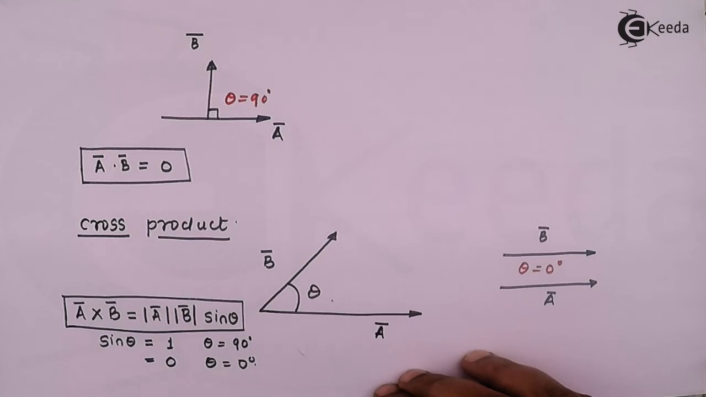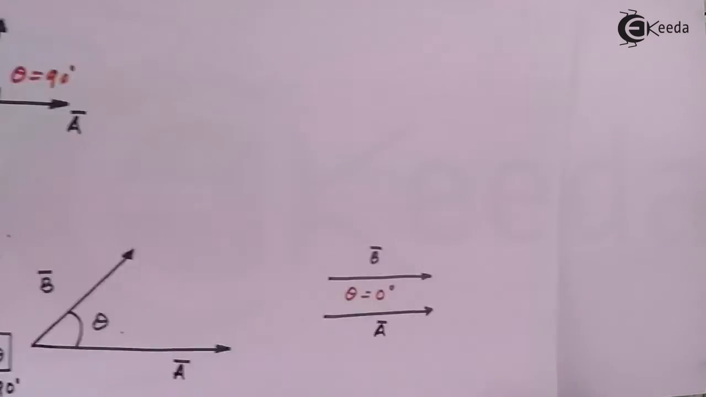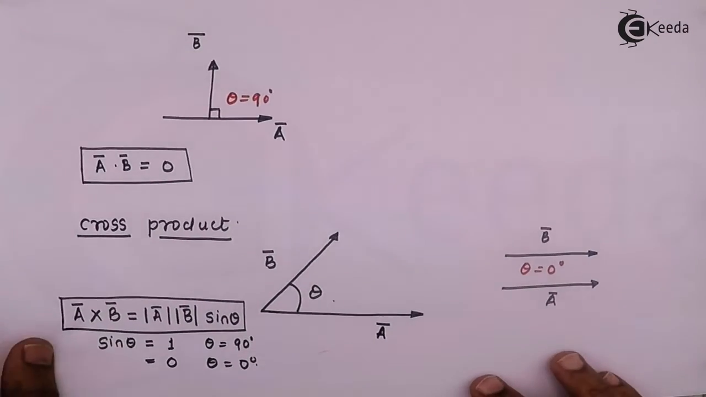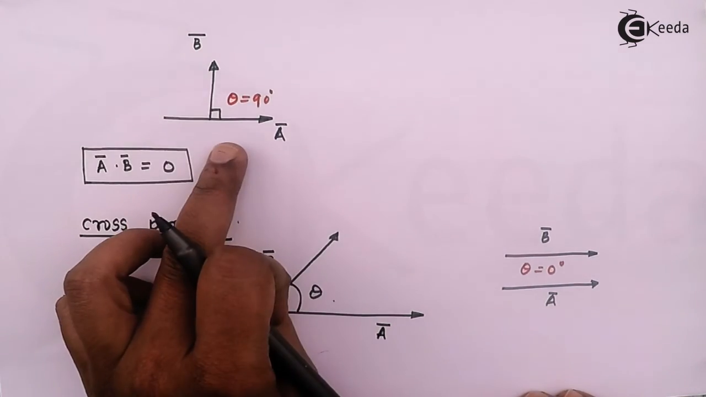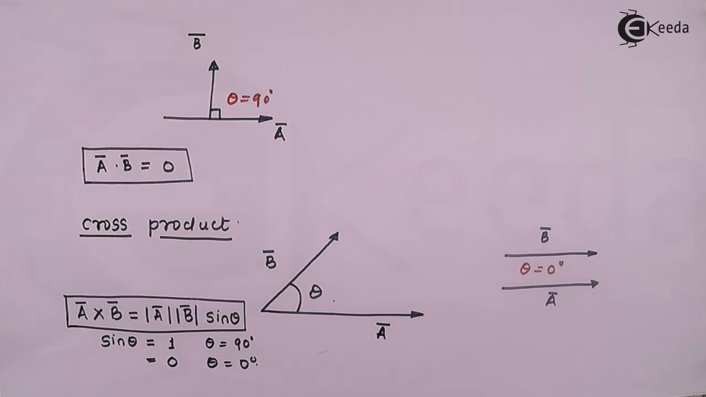In the second finding, let us make theta equal to 90 degrees. Without using any generalization, let us use the same diagram, and here theta is equal to 90 degrees. What will be the cross product? The cross product will be maximum, right? It will be A bar into B bar. So these two findings say that if the vectors are parallel to each other, the answer is 0, and if they are perpendicular to each other, the answer is maximum.